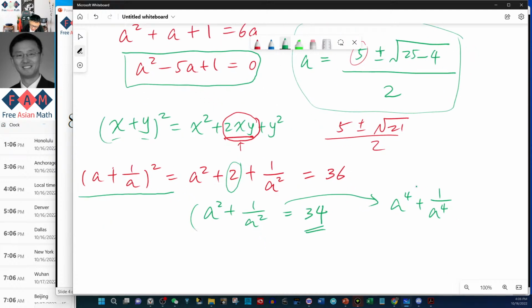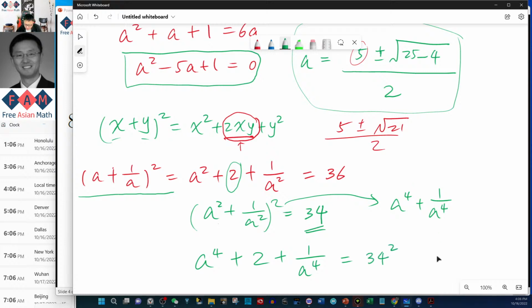So we take the square again, what will we have? This time we will get a to the 4th power plus, remember the middle one always gets cancelled out. So this is again just 2. A to the 4th power times 1 over a to the 4th power, that will be the same thing. It's a squared times 1 over a squared, that still gives you 2. So this one equals 34 squared.